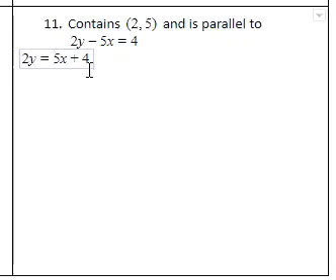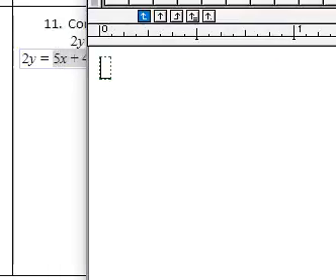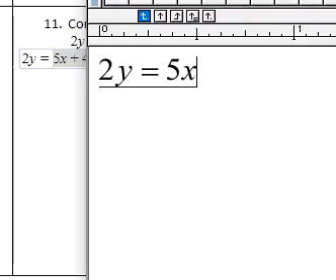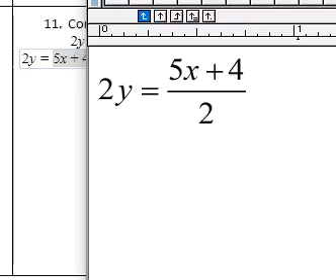Now if I divide both sides by 2, I'm going to take this entire side and divide it by 2. Let me write this in a different window so I can type this a little better. Having the 2y equals the 5x plus 4, if I divide both sides by 2, now I can divide a whole side by 2.